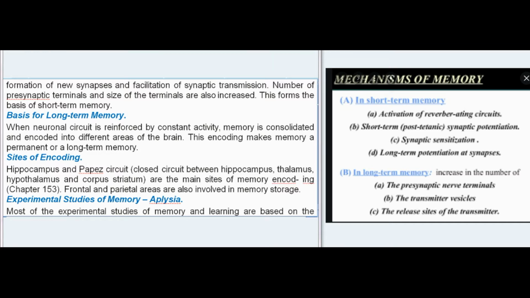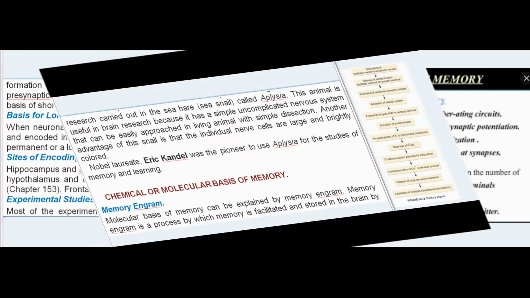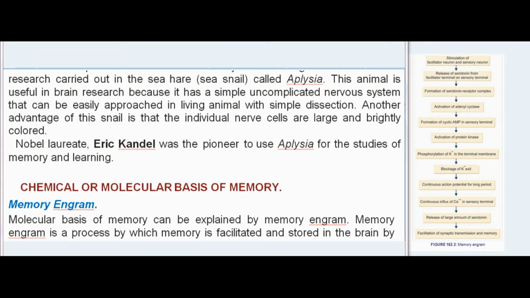Experimental studies of memory: Aplysia. Most of the experimental studies of memory and learning are based on the research carried out in the sea hare, sea snail, called Aplysia. This animal is useful in brain research because it has a simple uncomplicated nervous system that can be easily approached in living animal with simple dissection. Another advantage of the snail is that the individual nerve cells are large and brightly colored.